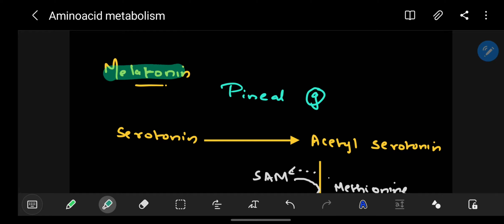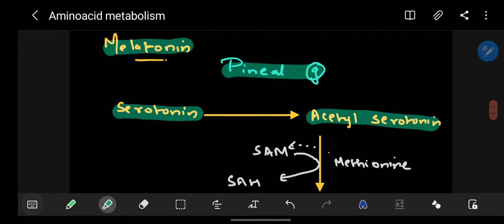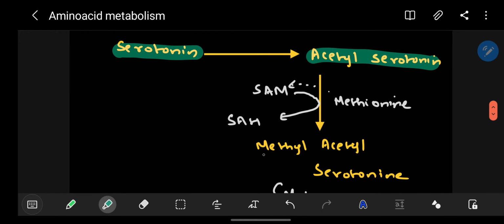The next one is melatonin. It is synthesized in the pineal gland. The serotonin will be converted into acetyl serotonin. This acetyl serotonin will be converted into methyl acetyl serotonin.